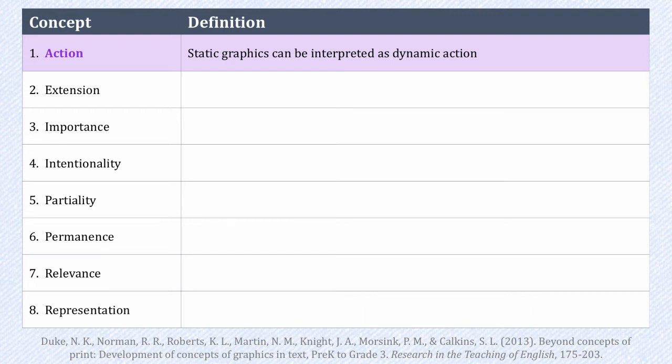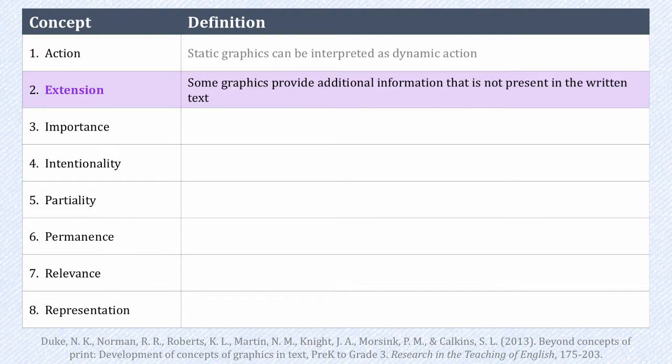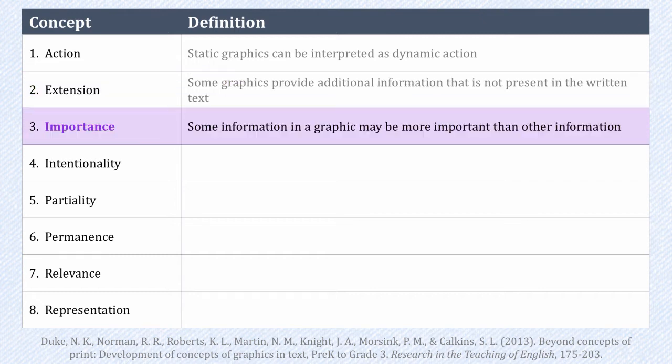So one of the concepts is the concept of action, and this is the idea that static graphics can be interpreted as dynamic action. So even though I'm seeing a picture that's not moving, that's static, it may be representing action. The second concept about graphics is the idea of extension. And this can be defined as the idea that some graphics provide additional information that is not present in the written text. The third concept is importance.